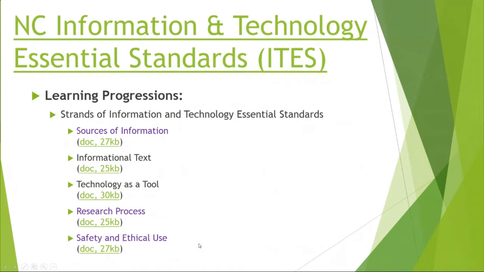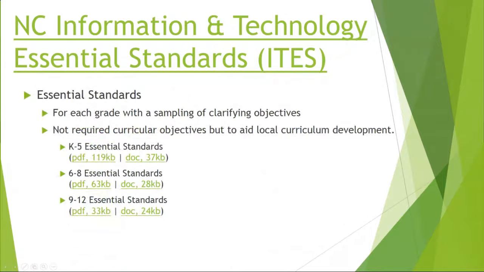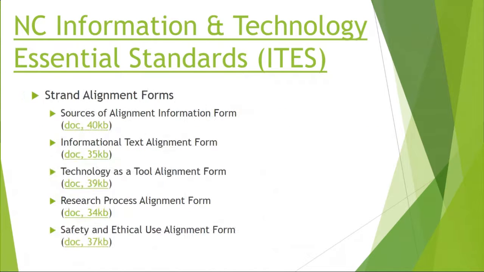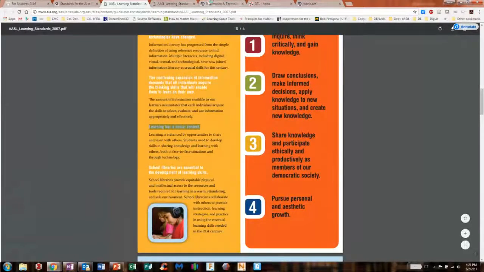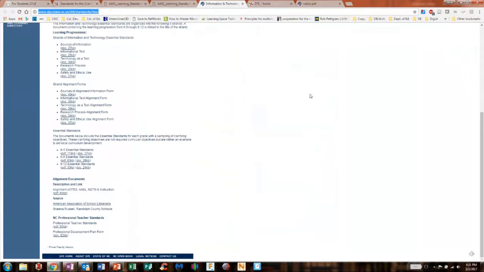So instead of going through these progressions, because they do have these curricular objectives, which help a little bit from K through 5, and they break them up into age groups, which is good. But they're very, like I said, very prescriptive, very basic, very skills focused, the must-have minimum skills. The strand alignment forms aren't very helpful. So I'll send you the link to the ITES standards.